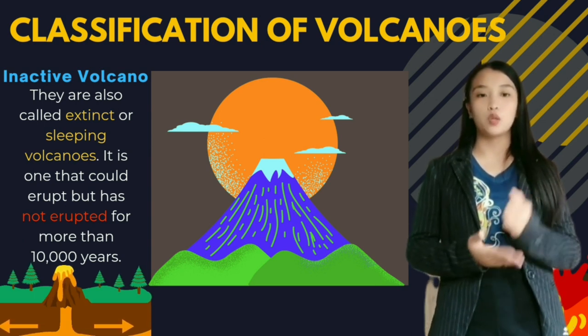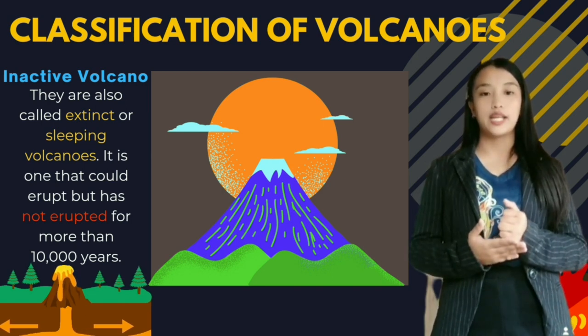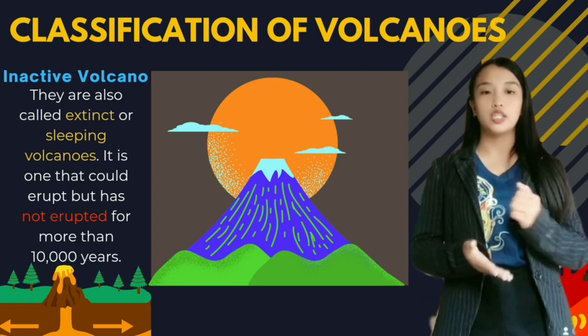One example is Mount Pinatubo. Did you know that before, Mount Pinatubo was an inactive volcano? However, it erupted in 1991. Therefore, an inactive or extinct volcano can still become an active volcano.